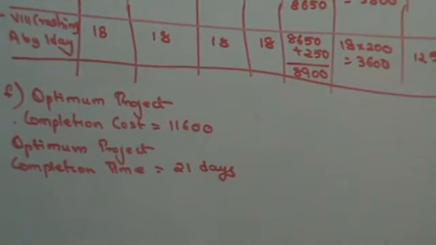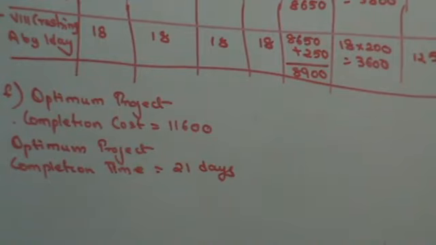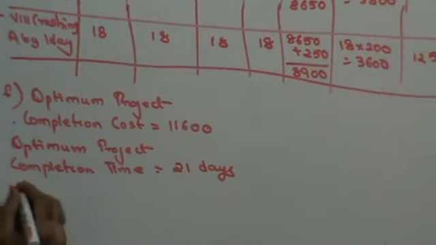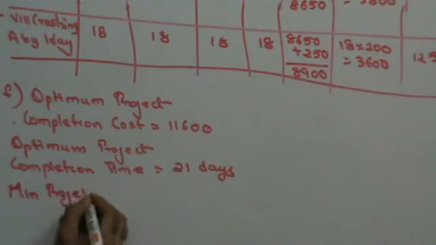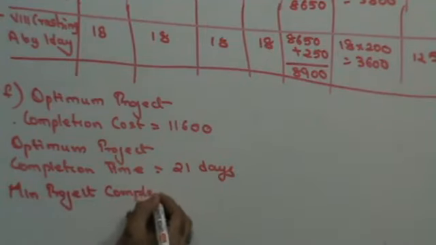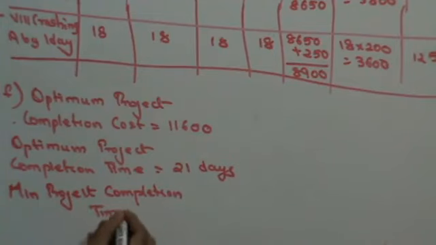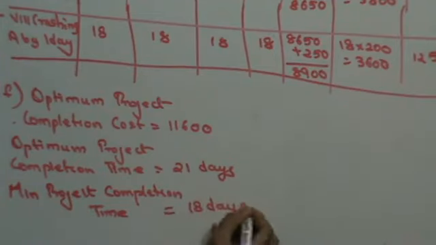Right? And once I have my optimum project completion time, I can also find out. But this is for the critical path only. I have to take only the critical part, right? Do you get this thing here? So I have optimum project completion time, and then I can have minimum project completion time. The minimum project completion time is 18 days. So my optimum project completion time is 21 days at a cost of 11,600.